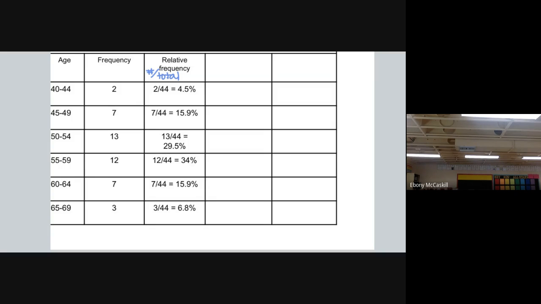So remember, what we did was we found the relative frequency. For the first one here, if I had 2 presidents that were in between 40 and 44, I then divided by 44. The next one, I had 7 presidents over 44. The next one, I had 13 presidents over 44. The next one, I had 12 presidents in between 55 and 59. The next one, I had 7 presidents in between 60 and 64. The next one, I had 3 presidents over 44 in total.